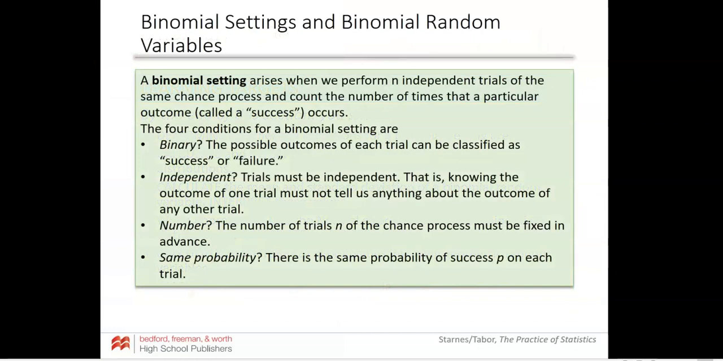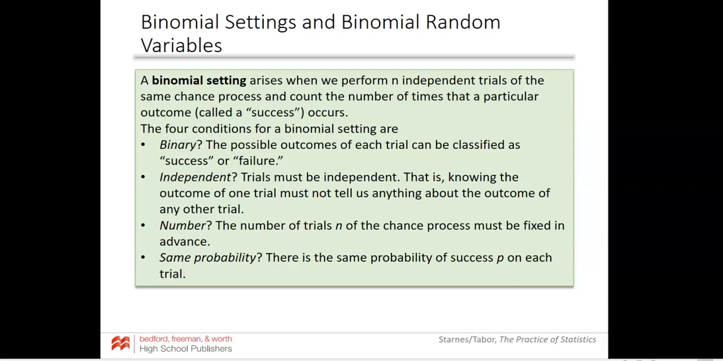Okay, so a binomial setting arises when we have n independent trials, so they have to be independent of each other, some chance process where there's some kind of success or failure. So a binomial means success or failure. There's no other outcome. You either succeed or you fail. These are the four conditions. So to check and see if something is binomial, first, is it binary? Is there only successes and failures?